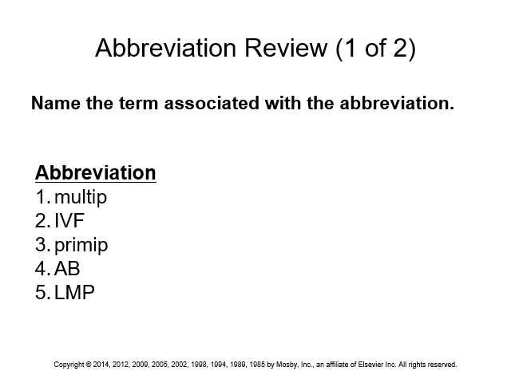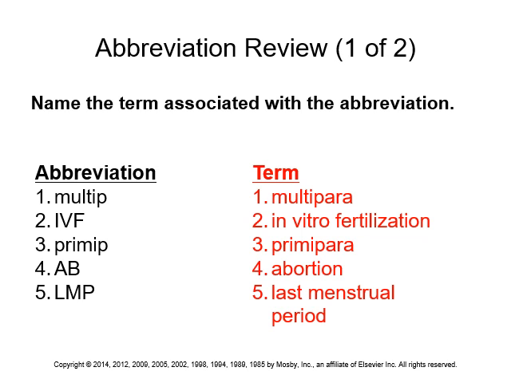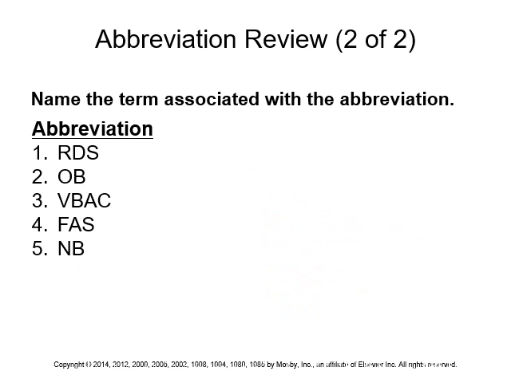All right, let's look at some of these abbreviations. Multi-P is going to be multipara. This is multiple births. IVF is in vitro fertilization. Primip is primipara. This is your first birth. AB is abortion, and LMP is your last menstrual period. So this could be your very last one before menopause or just the most recent, your last menstrual period.